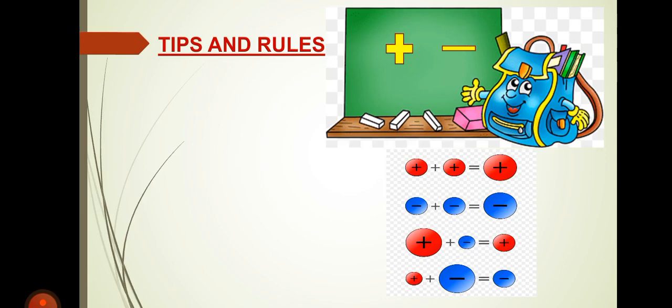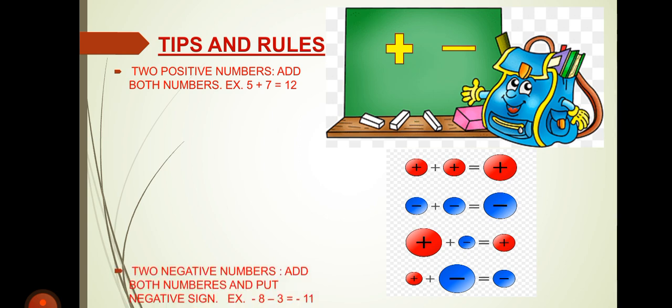Some tips and rules for addition and subtraction. Tip number 1: if two positive numbers are there, then you have to add both numbers. For example, 5 and 7. So 5 plus 7. Though there is no sign in front of the 5, it is understood that 5 is a positive integer. So 5 plus 7 will give us 12.